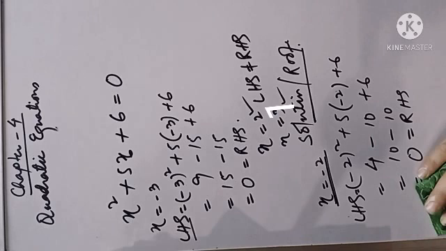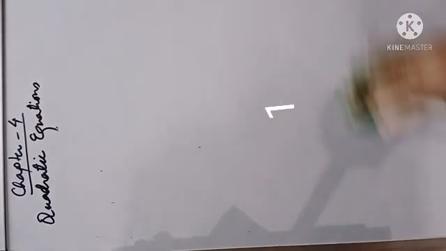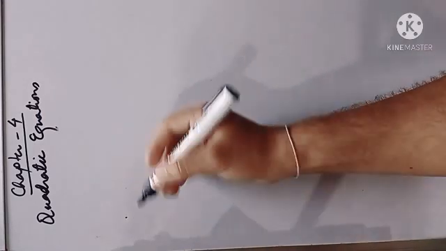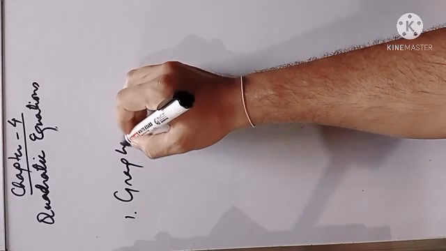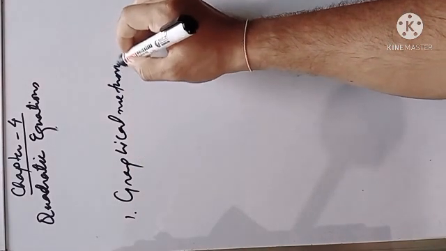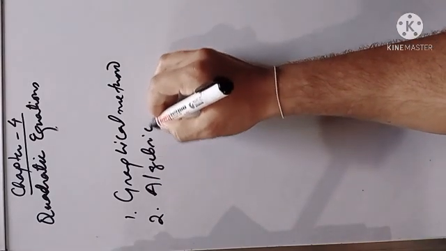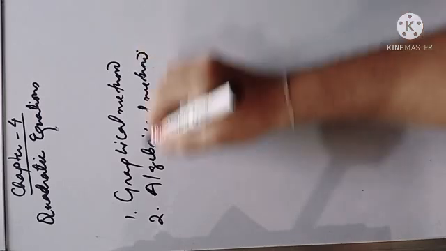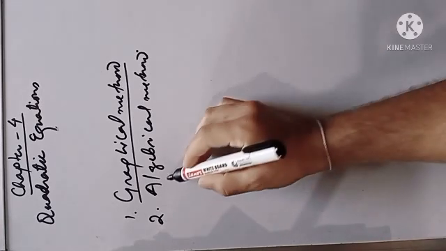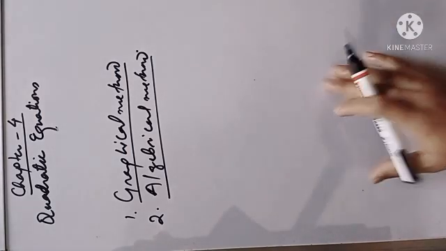Okay, so after this, let me come to this. We can find the roots of the quadratic equation in different ways. First is by drawing the graph. That means we call it graphical method. And second, we have algebraical method. Graphical method means we have to draw the graph and find out the solution, but actually that is not studied in our syllabus. But this algebraical method we will study, we will solve this.